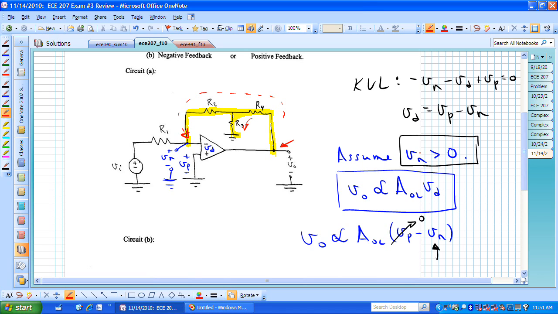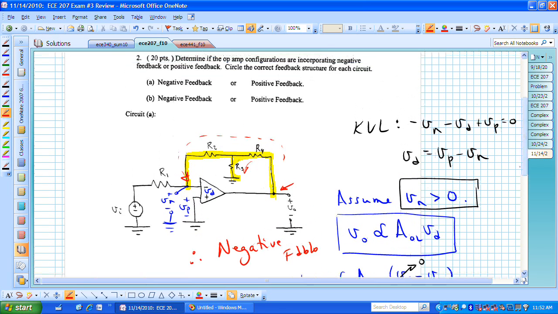Meaning V naught was positive, V sub n was positive, V naught is negative, and so we're trying to force Vn in the opposite direction to what it is, and because of that we have negative feedback in part A.